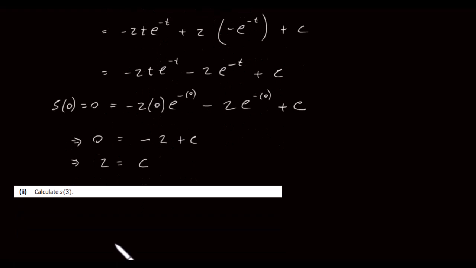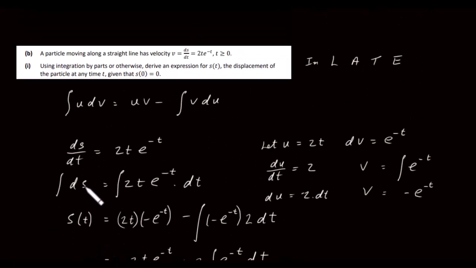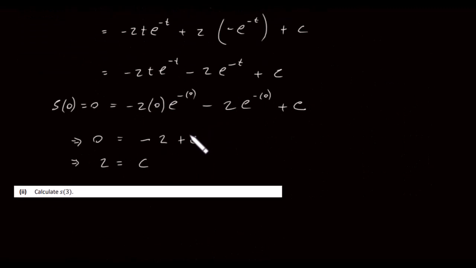So our final answer then: we were asked to use integration by parts or otherwise to derive an expression for S of t, the displacement of the particle at any time t, given that S of 0 is equal to 0. So all we've got to do is write this down with our 2 here. Our answer is S of t is equal to minus 2t e to the power of minus t minus 2 e to the power of minus t plus 2. And that's it for part 1.